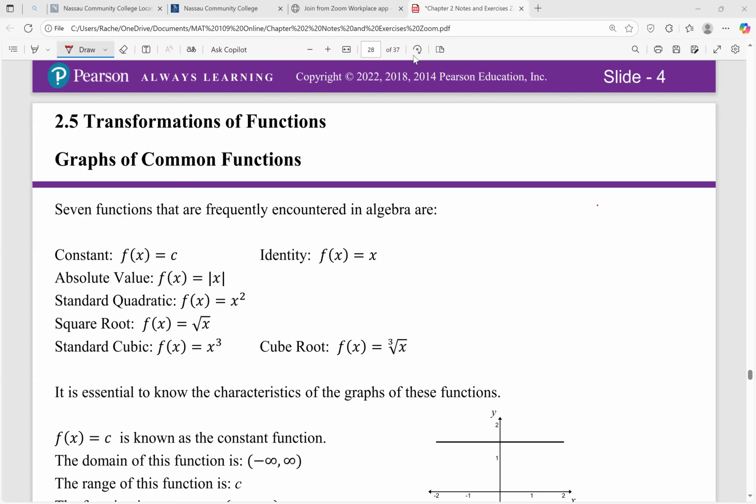In this lecture, we're going to cover 2.5 transformations of functions. First, let's start out with graphs of common functions. So below are a list of common functions that are frequently encountered in algebra. You're probably familiar with some, if not all of them.